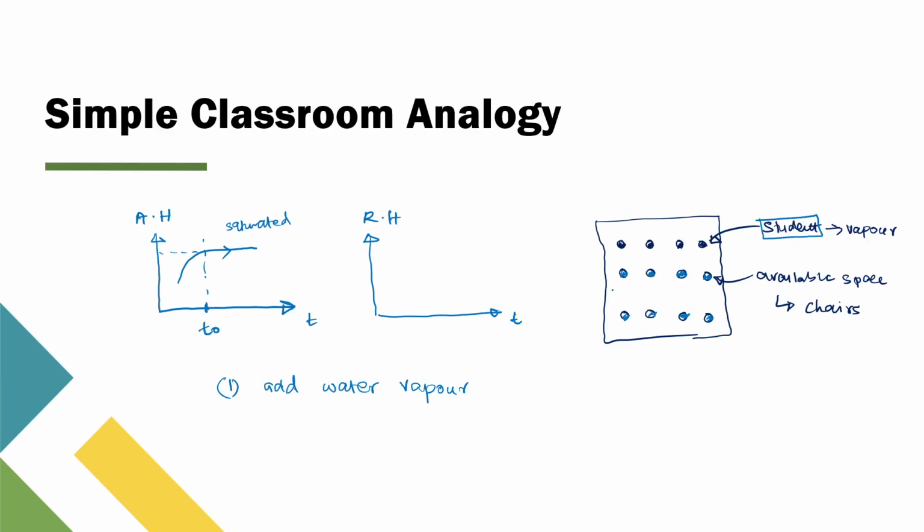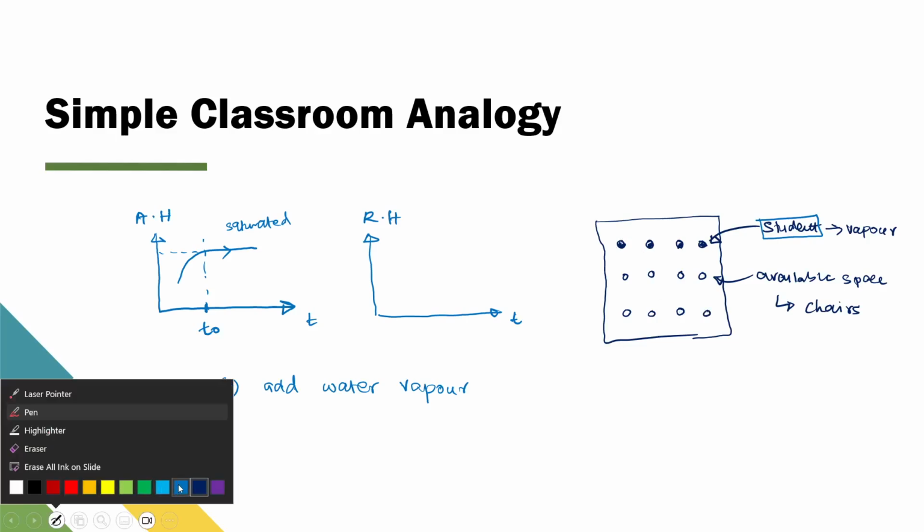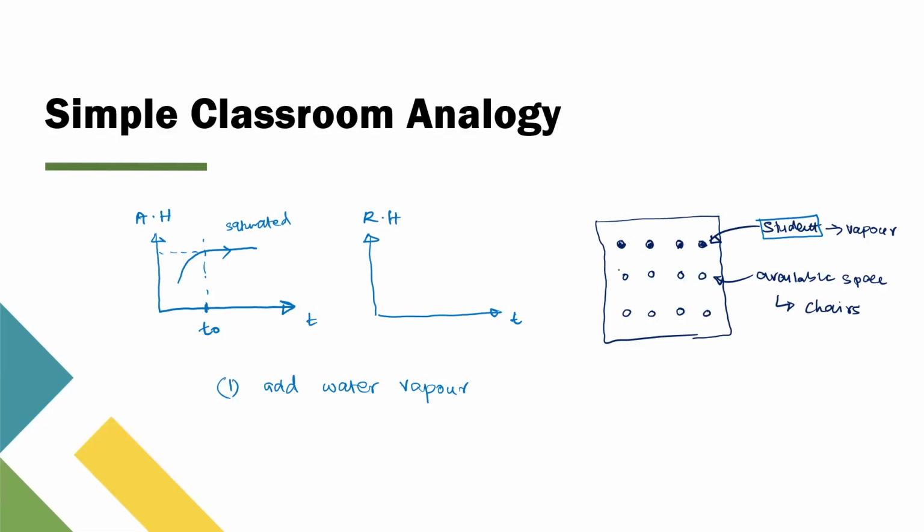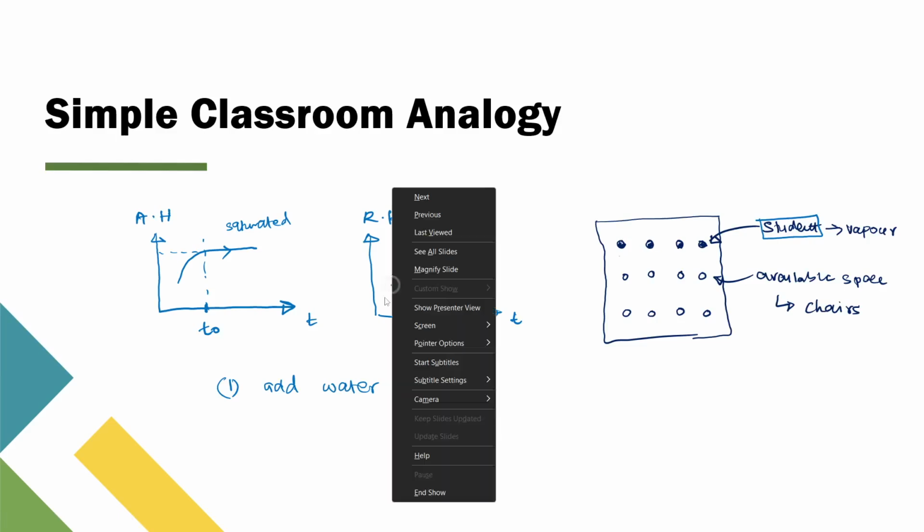Now, let's see how RH is going to change. For that, let me clear this. So, what is RH? RH is the current occupation over the maximum amount. So initially when those students occupy the space, what can you tell about the percentage? It's 1/3 of the classroom, right? Now only 1/3 is filled. So the RH is 33.33%.